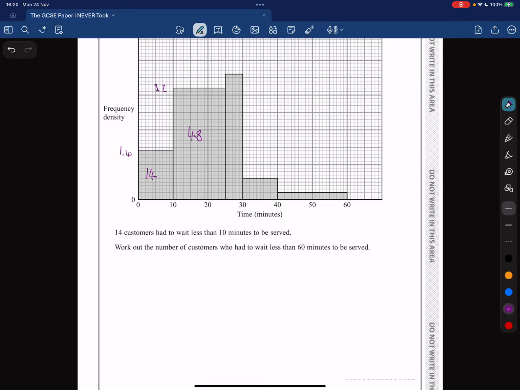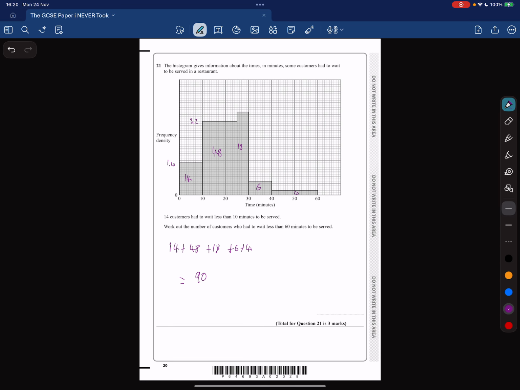And then you are 5 times 3.6, so you're 18. And then you are 10 times 0.6, so you're 6, and then you are 20 times 0.2, which is 4. And then we just add them up, so we go 14 plus 48 plus 18 plus 6 plus 4, and you're 90. Nice number. That could be wrong.